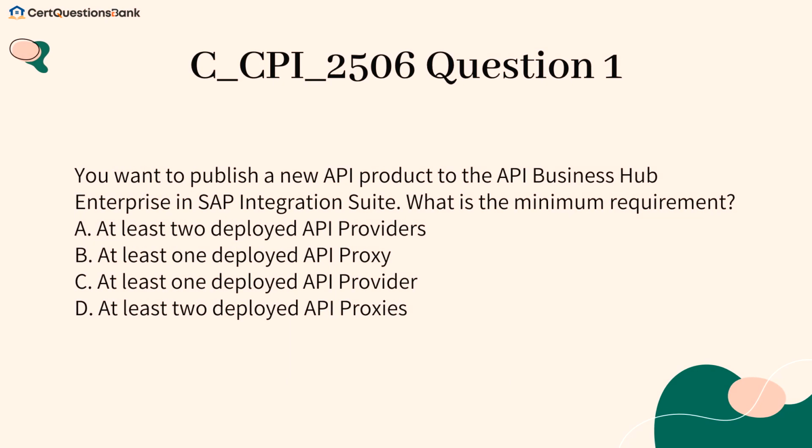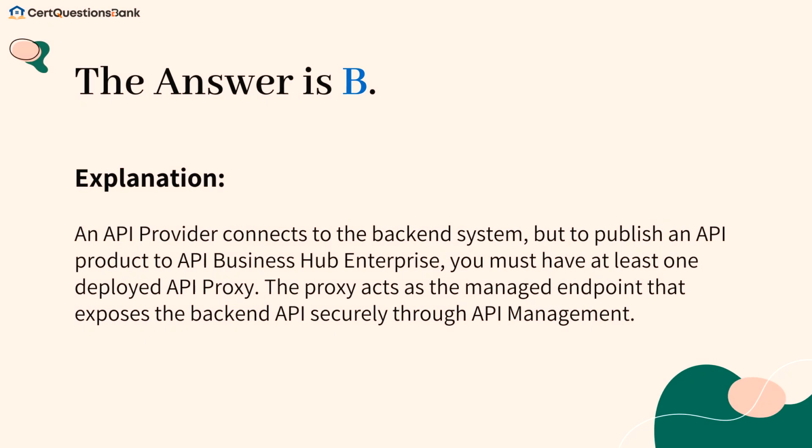You want to publish a new API product to the API Business Hub Enterprise in SAP Integration Suite. What is the minimum requirement? A. At least 2 deployed API providers. B. At least 1 deployed API proxy. C. At least 1 deployed API provider. D. At least 2 deployed API proxies. The answer is B.